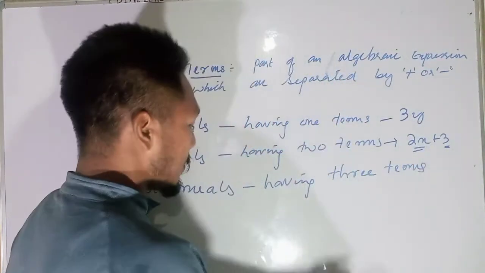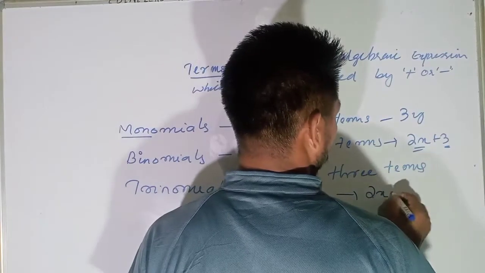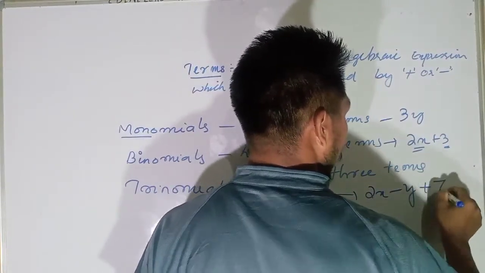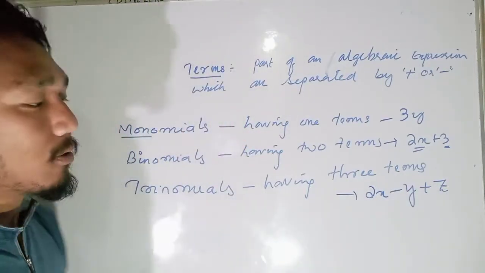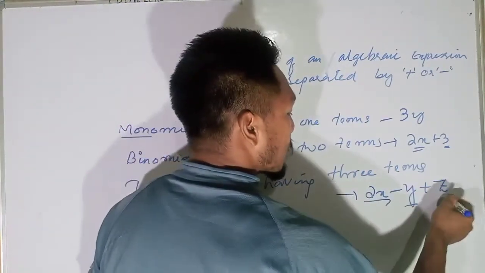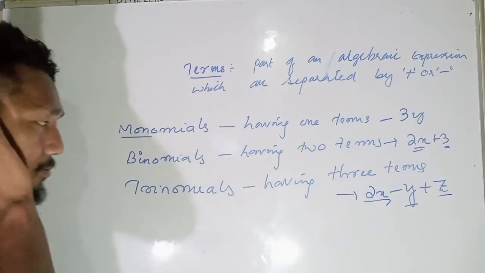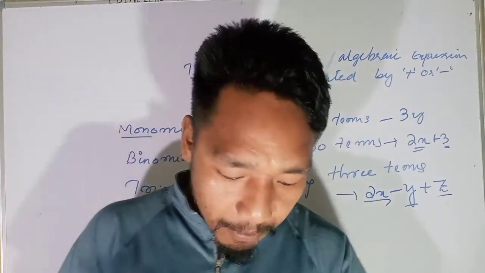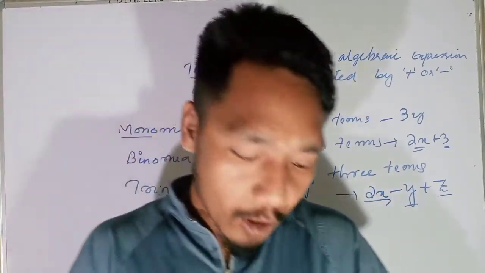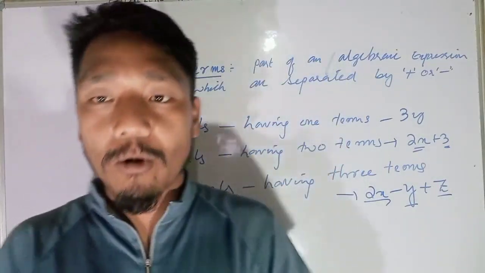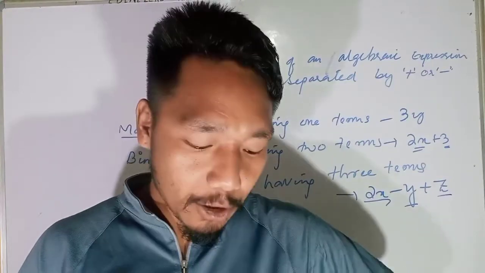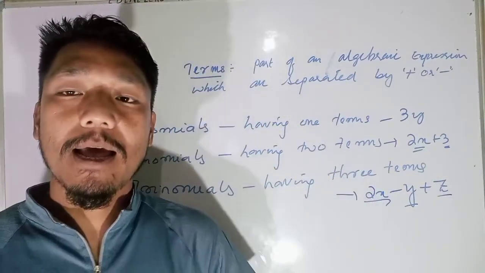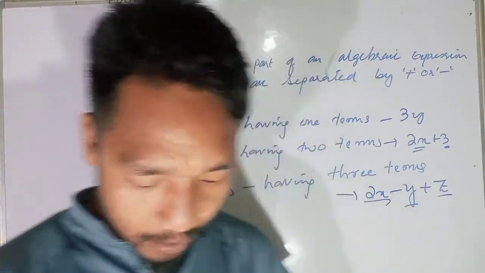So when you talk about three terms, what is it? 2x minus y plus z. It is separated by plus and minus. Okay, so we have three terms here. That is what we call a trinomial. Monomial is having only one term. Binomial means having two terms. Trinomial means having three terms. That is what we call a trinomial algebraic expression. Clear about this one?